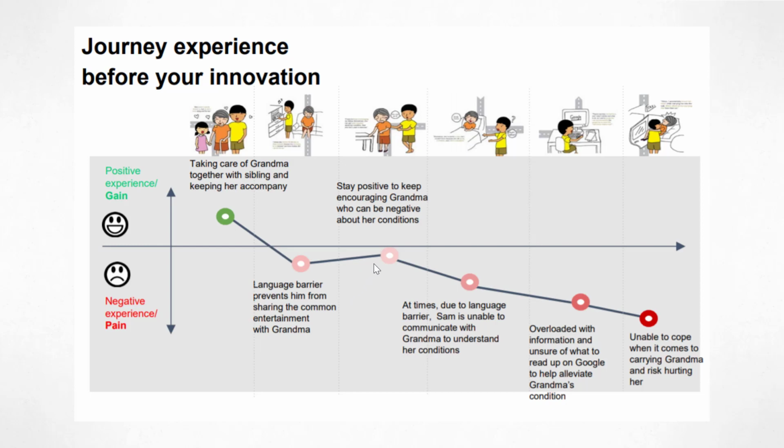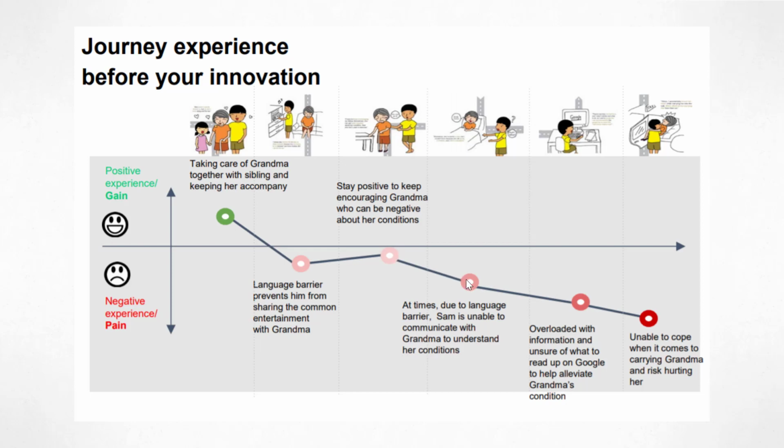However, he still tries to keep positive by encouraging grandma, who can be negative about her condition. So that is where he is trying his best to encourage. While the experience has improved slightly, it is still on the negative side.